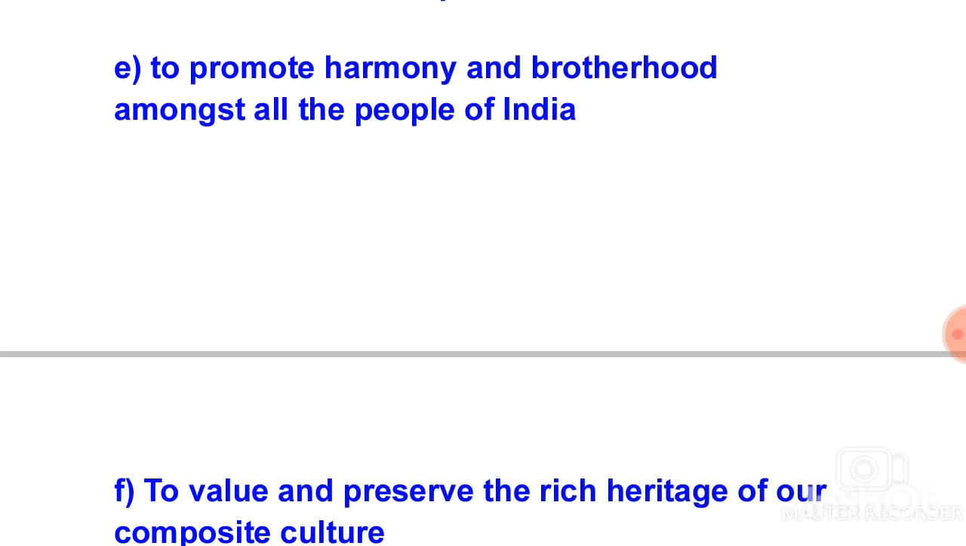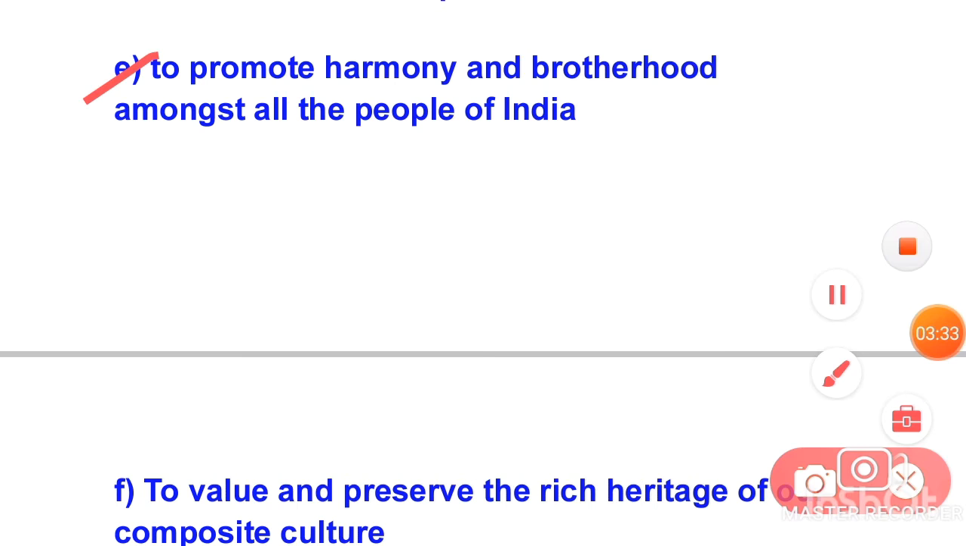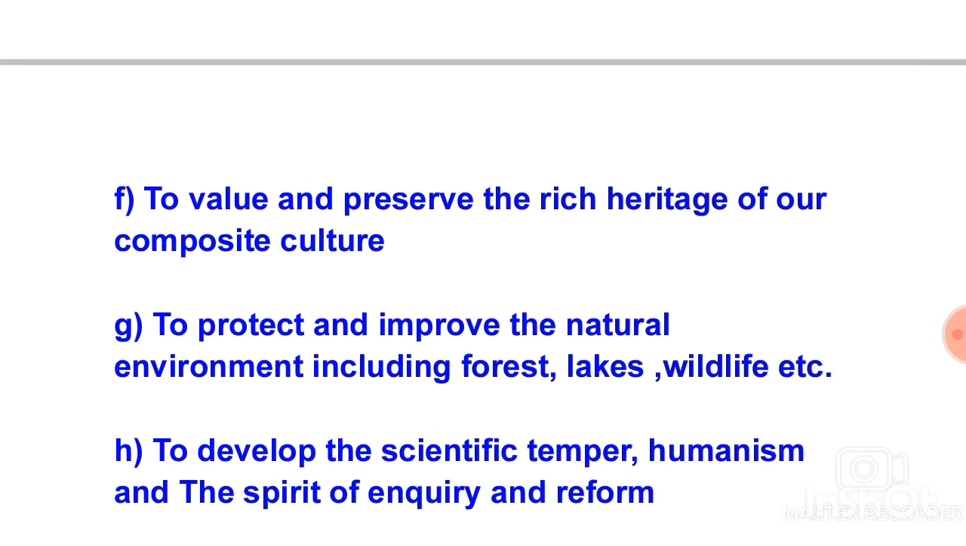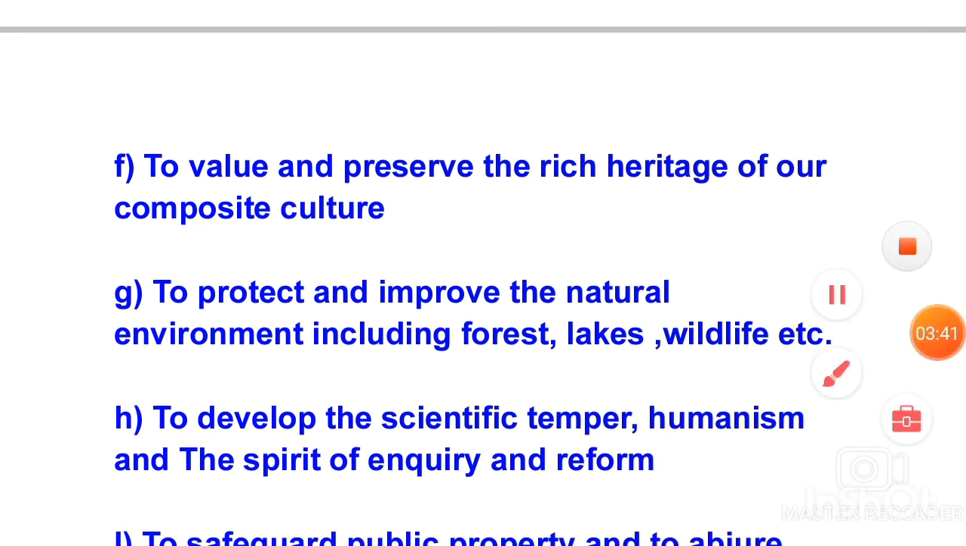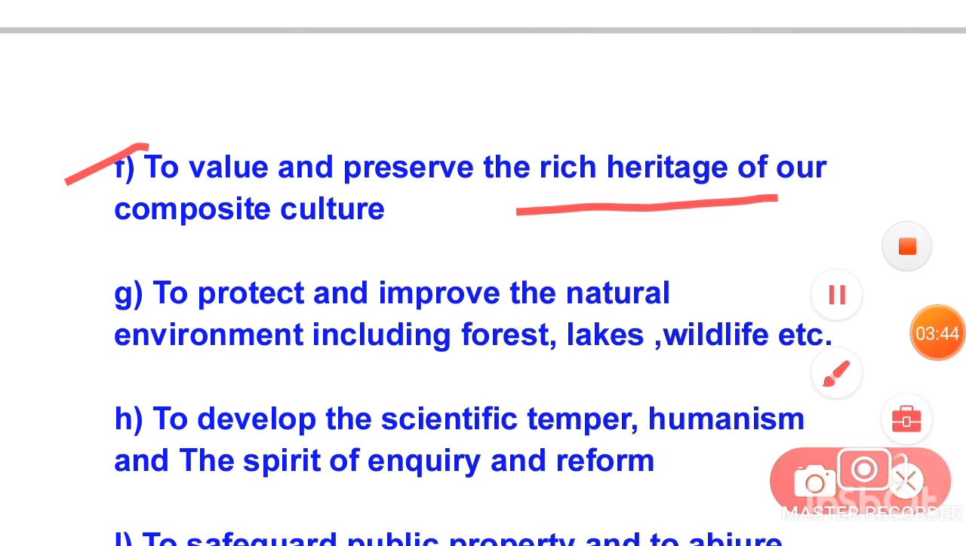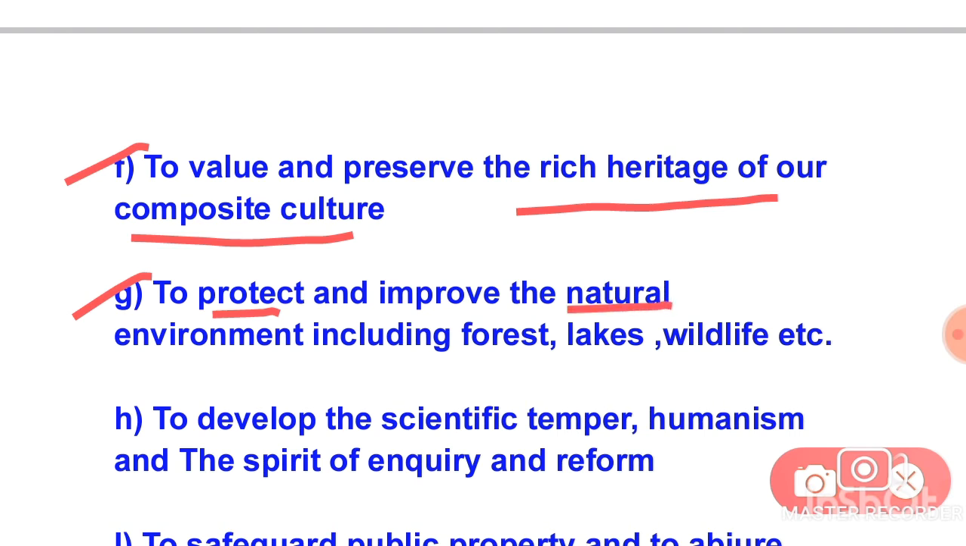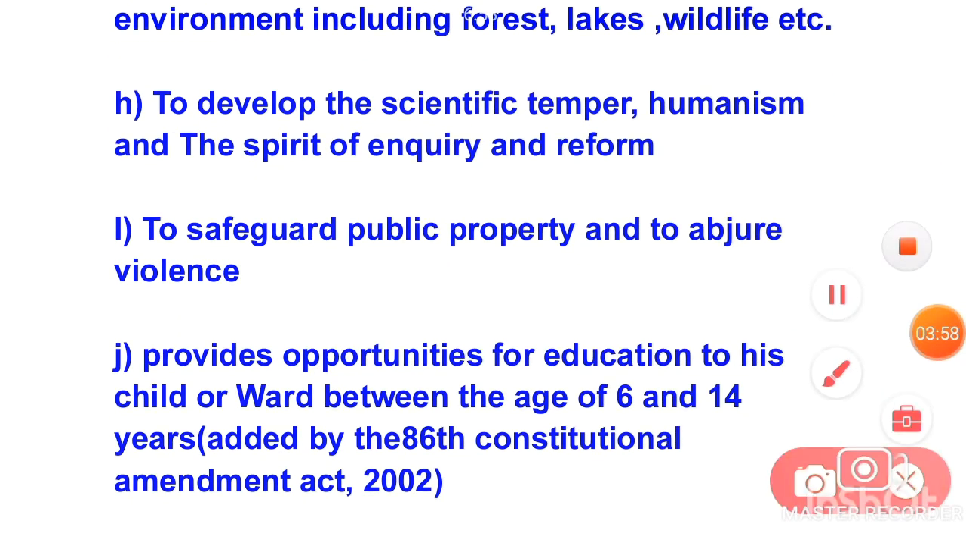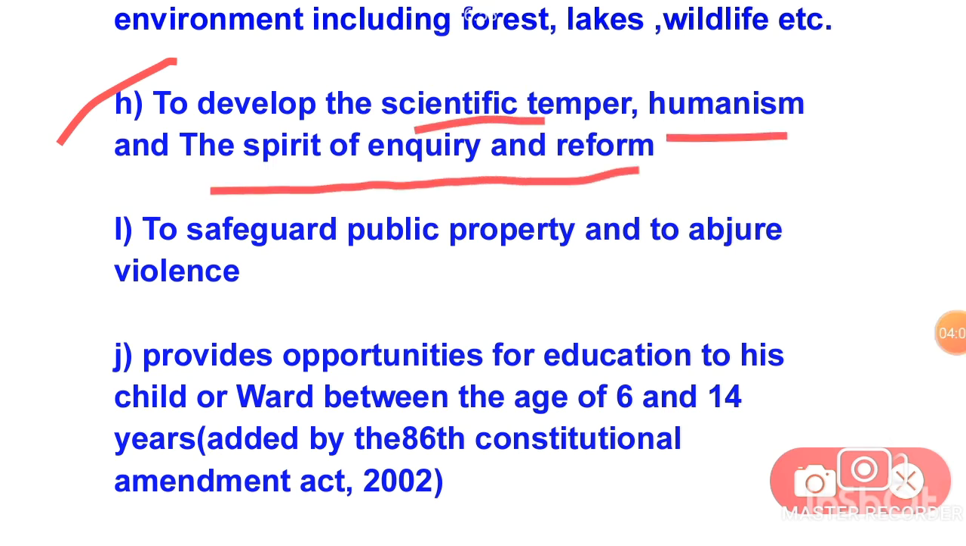Next, to promote harmony and brotherhood amongst all the people of India. Next, to value and preserve the rich heritage of our composite culture. Next, to protect and improve the natural environment, including forests, lakes, wildlife, etc. Next, to develop the scientific temper, humanism, and the spirit of inquiry and reform. Next, to safeguard public property and to abjure violence.